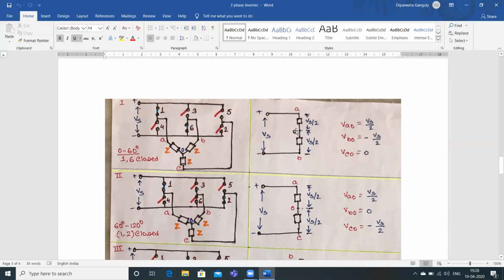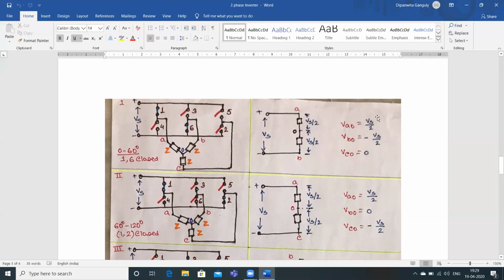This is the load and this is the neutral point O, and phase B is connected with the negative terminal of the source. Phase A and phase B both have equal impedance Z. So from this diagram, this is the source voltage and both the impedances are equal, so the voltage developed across each load will be equal to Vs by 2.